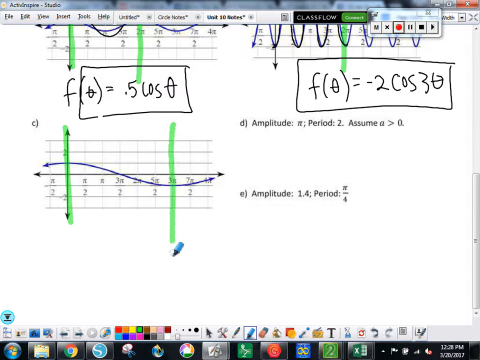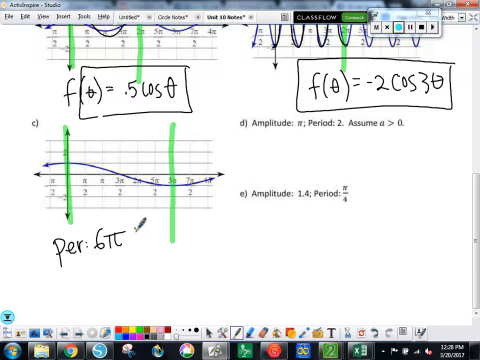This is the halfway mark, which means I don't really know what B is yet, but I do know the period now. The period for this one's going to be what? If half of the cycle is between 0 and 3 pi, the full cycle will be from 0 to 6 pi. So the period is 6 pi. Is that okay?